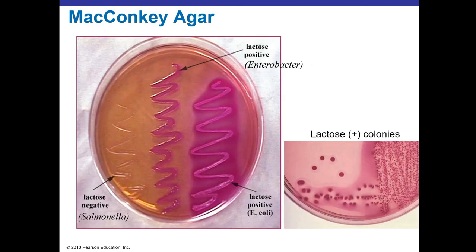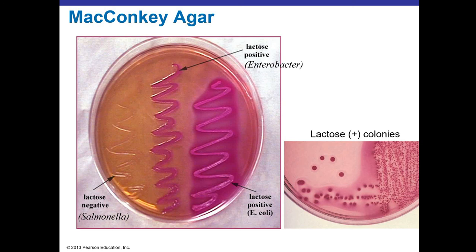So on MacConkey's agar, we see the typical reactions here. On the left-hand side of the plate, we see Salmonella is colorless. So it's hard to see, but it's the kind of orangish squiggly line that's just the color of the agar being colorless there. That is lactose negative. The middle one is Enterobacter. So this has turned the organism actually pink because it's fermenting.